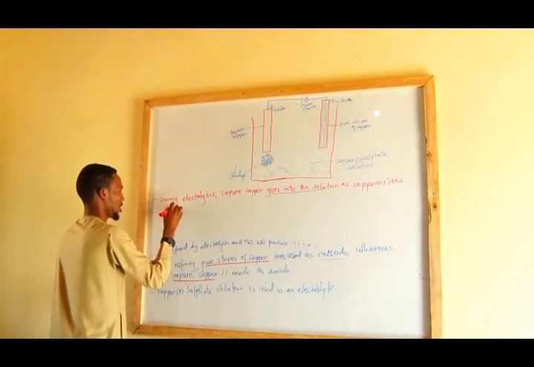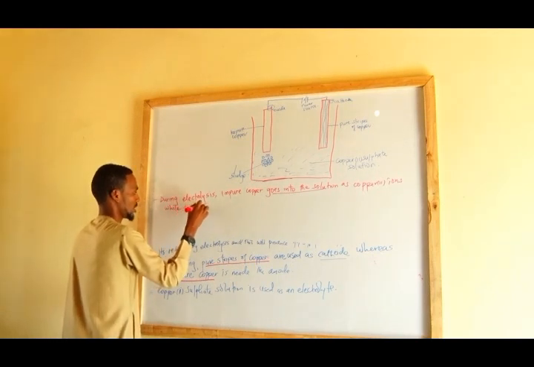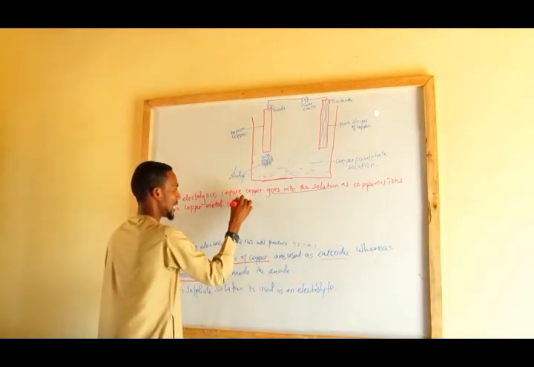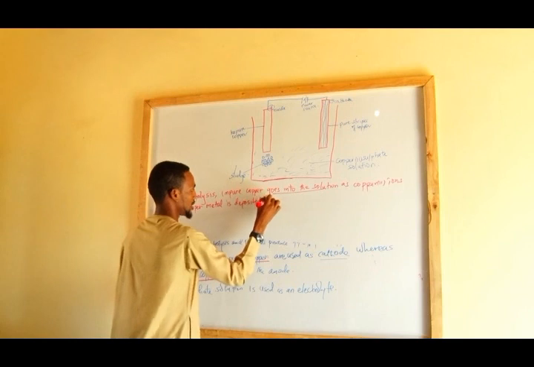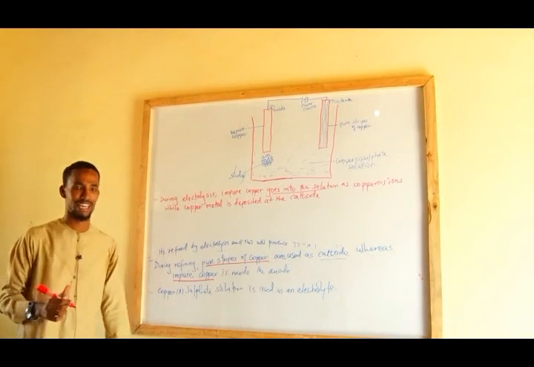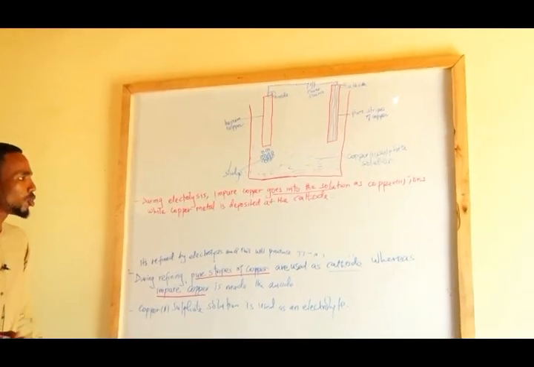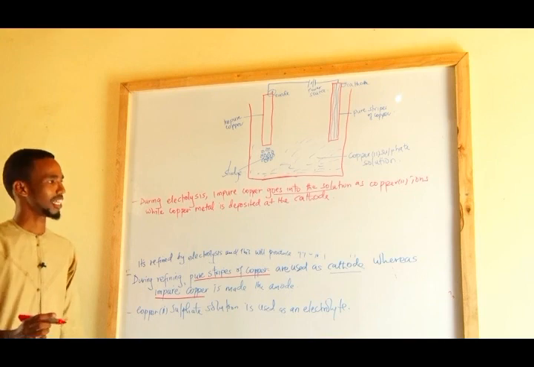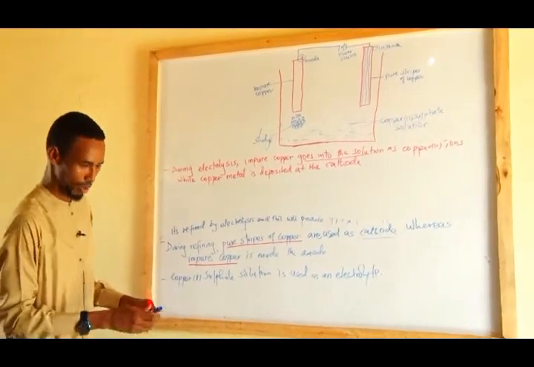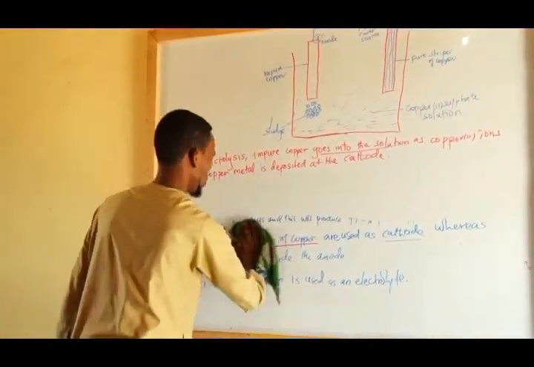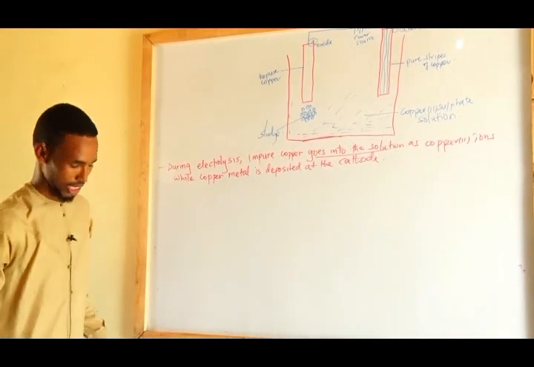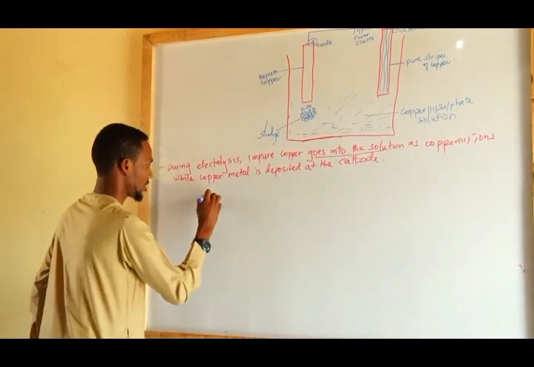While copper metal, remember we are interested with copper metal. Copper metal is deposited at the cathode. Now, there are two major equations that are important to us. Equation at the anode and equation at the cathode. Let us write these two equations because they are the ones which are commonly asked in the exams. Yes. So at the anode, what did I say?